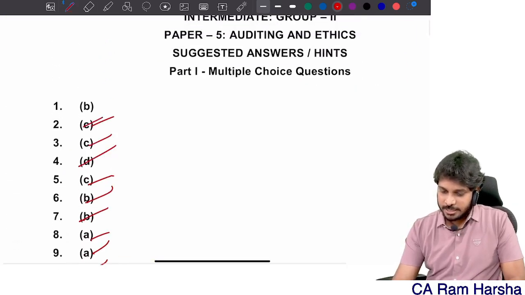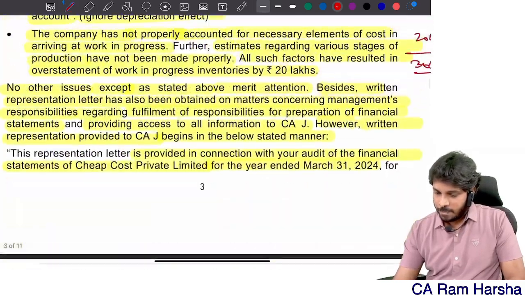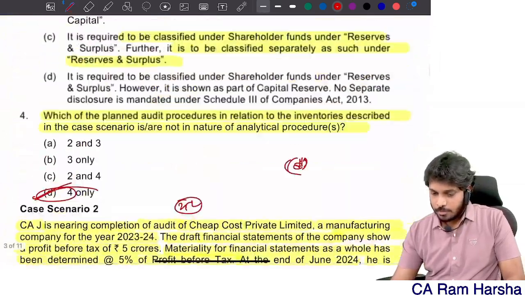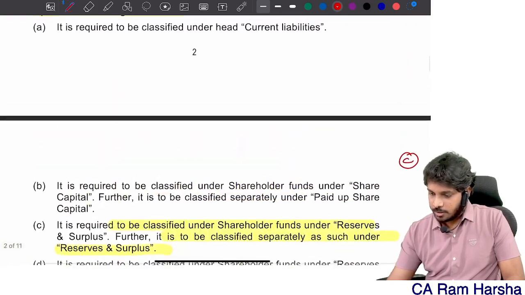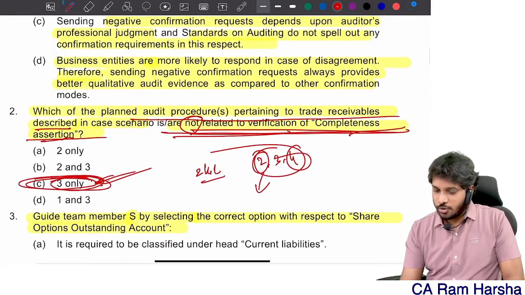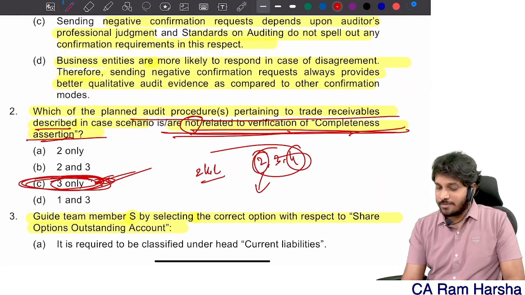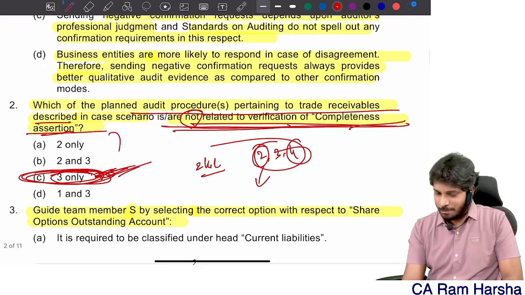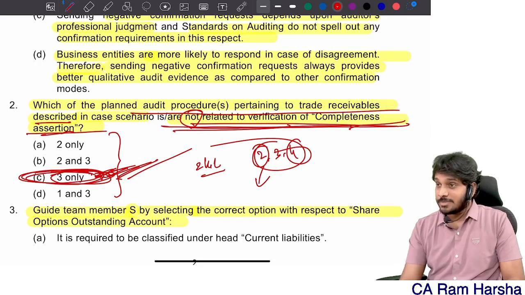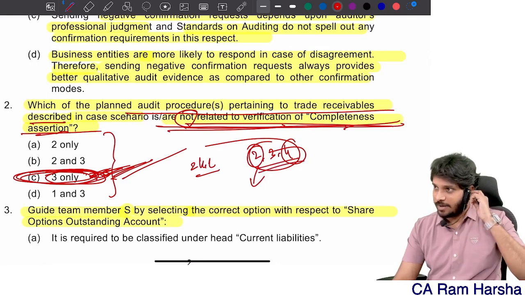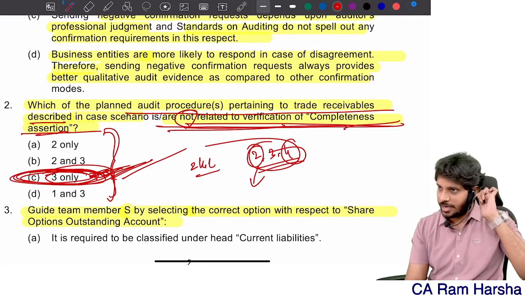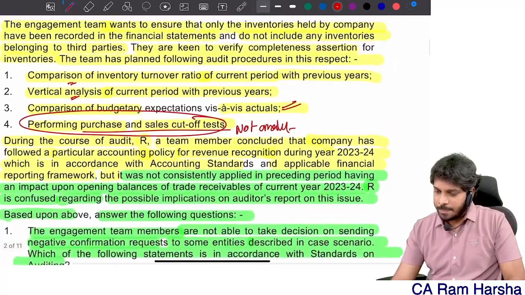Then D, C, C, B. Yes, D, C. Here I told you C alone is not right, but of course, based on the given option, this is right. Yes or no? Actually, 2 and 4 is also not a valuation, but based on the given answer, this is more right. So C is the right answer, and B, correct?